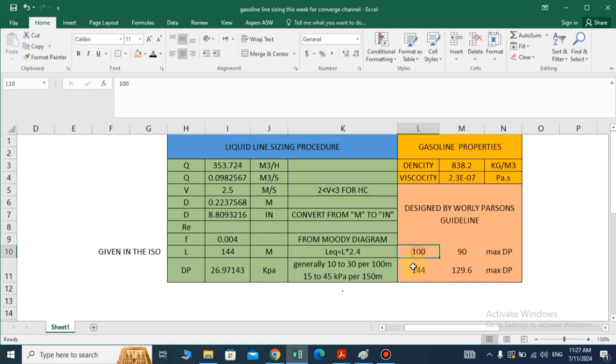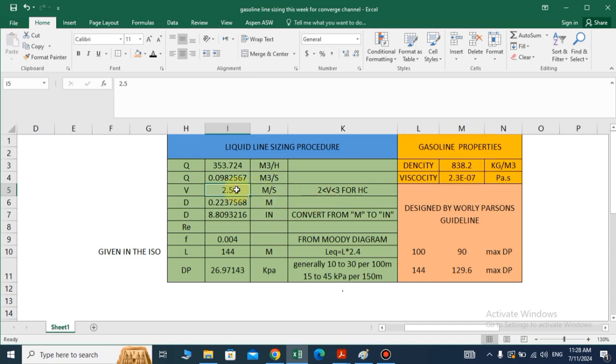26. For 100 meter of pipe, our maximum allowable pressure drop is equal to 19, and for 145, which is the equivalent length of our pipe, the maximum differential pressure is 130. But generally we consider for 100 meter of pipe something between 10 and 13, and for 115, which is our pipe length, something between 15 and 45. Our calculated design differential pressure is within the range, and our velocity is also within the range.